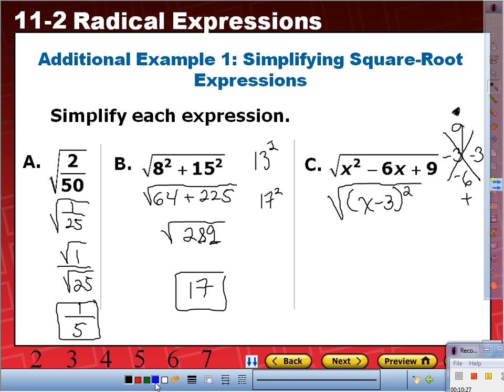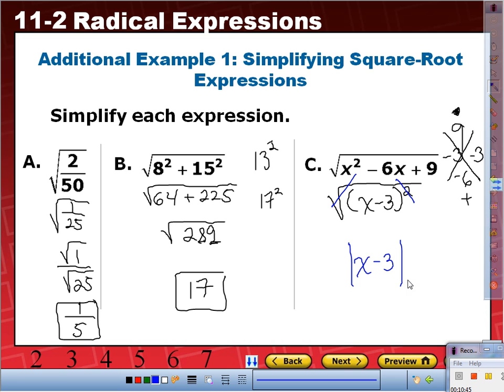So I bring down the radical. What do you notice? Now you can cancel out. This cancels this, and we're left with x minus 3. Wait. We're done. But x minus 3 what? Absolute value. Remember, if we have a radical with a variable, at the end we need to write it with absolute value. Are we there so far?